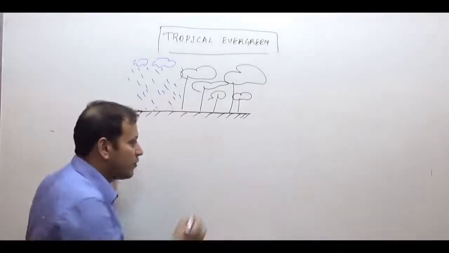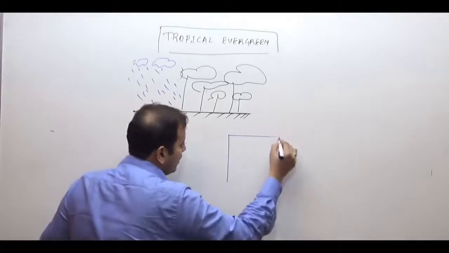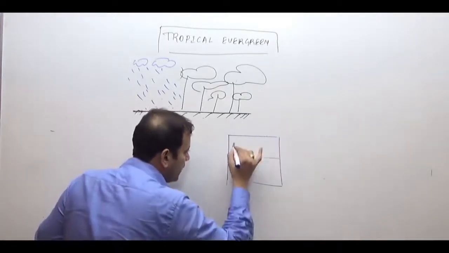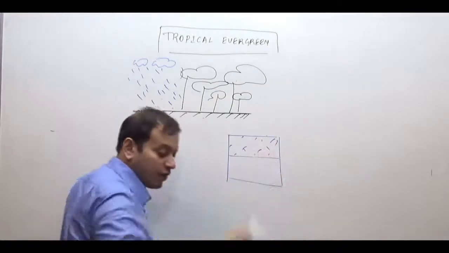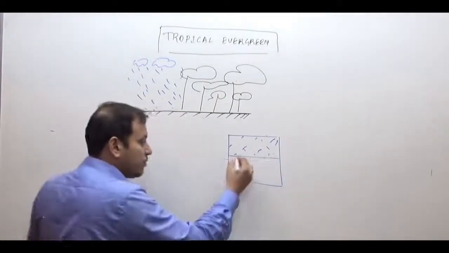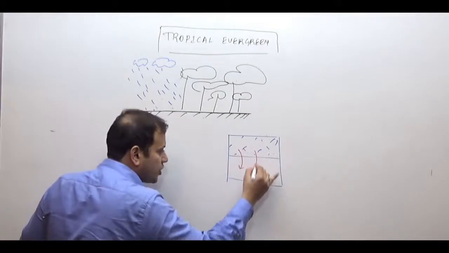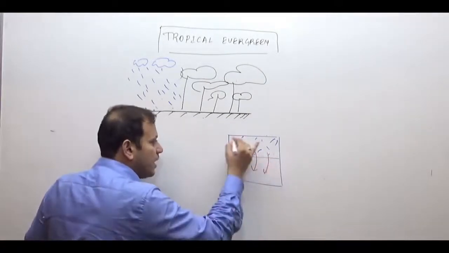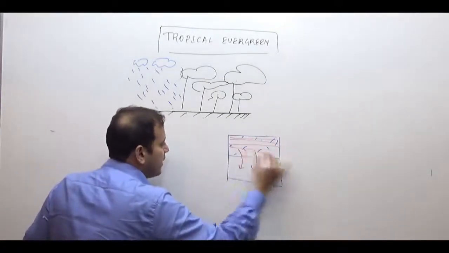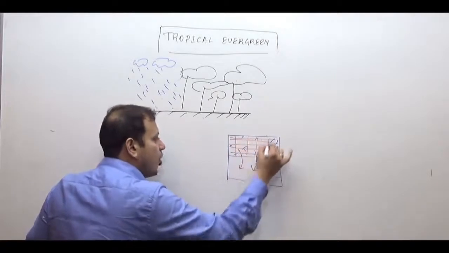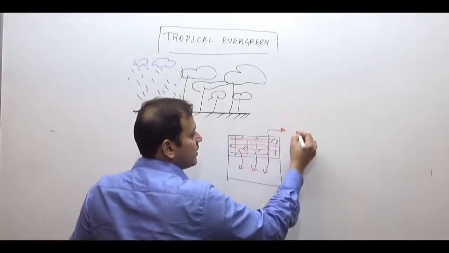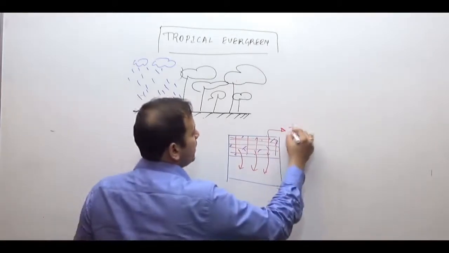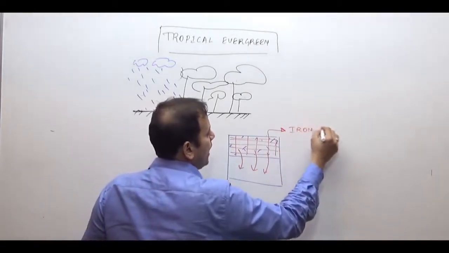Leaching means, if this is the top layer of the soil, it has different nutrients. Because of very heavy rainfall, most of the nutrients from the top layer of the soil are washed away by the water, and the soil becomes red in color, because almost all the nutrients are washed away, and the topsoil is rich only in iron and aluminium.